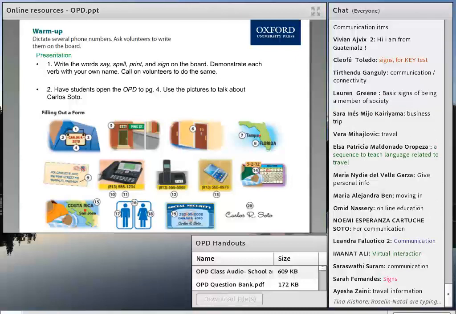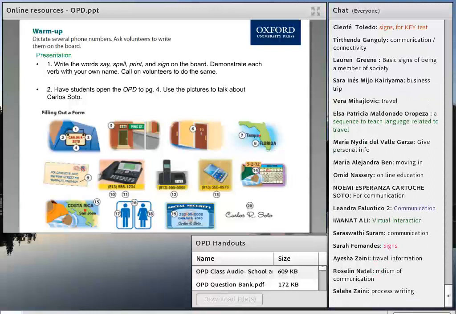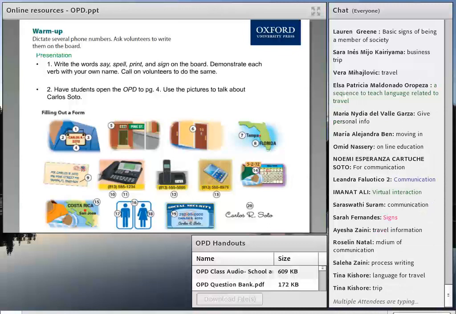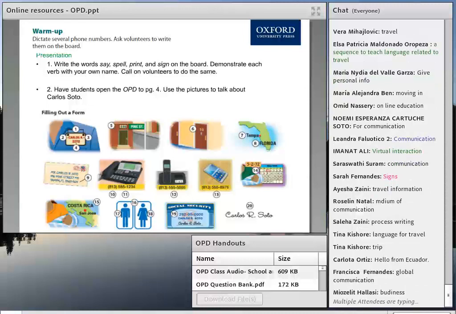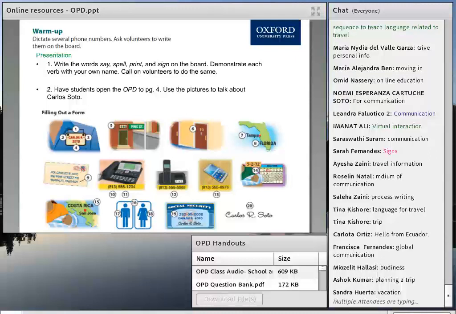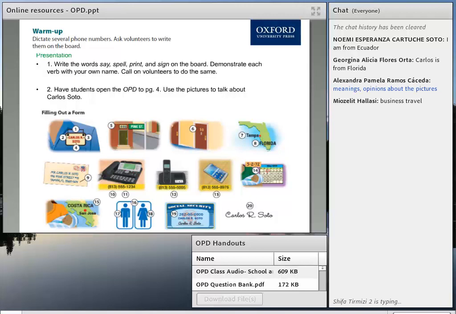So what I might do is try to call on students and ask them what they think. If I wasn't getting much out of the students, I might start out by saying, so Joe, what do you notice about picture 7 and 8? Oh, well, that's Tampa, Florida. That's where Carlos lives. Oh, well, how do you know that? Well, you can see on the letter that's Carlos's address on picture number 9. Okay, well, what about picture 15? Oh, that's Costa Rica. That's where Carlos was born, in San Jose. All right, so somebody's picking up on it.